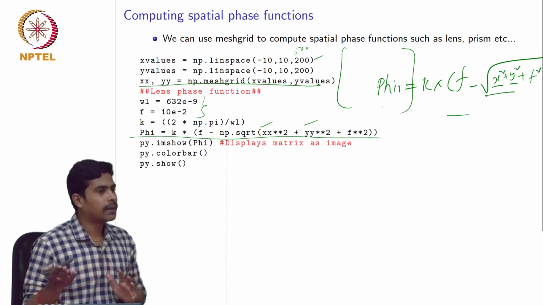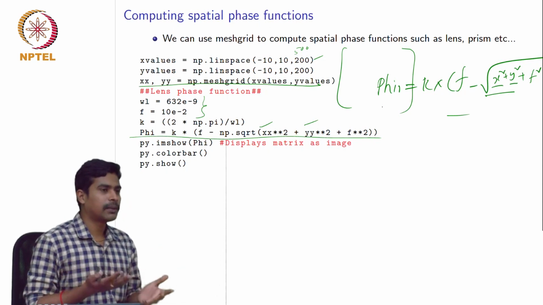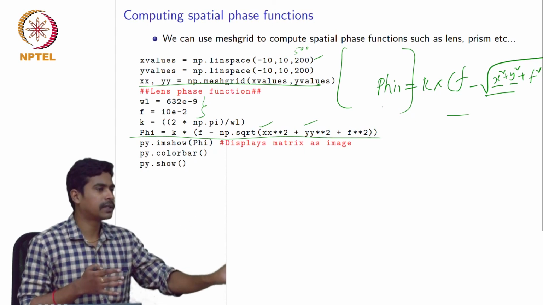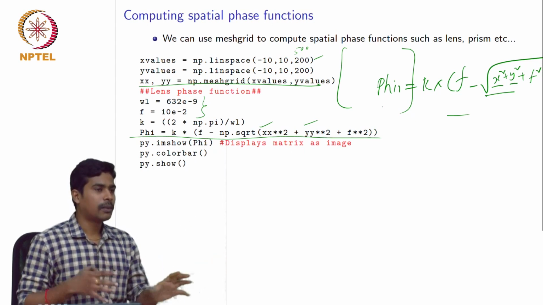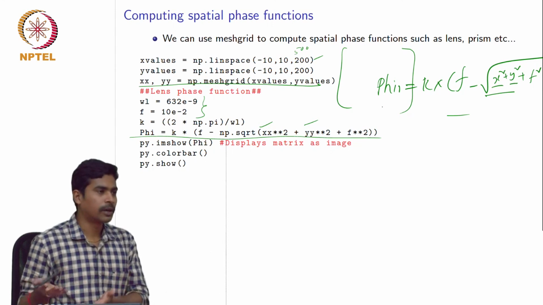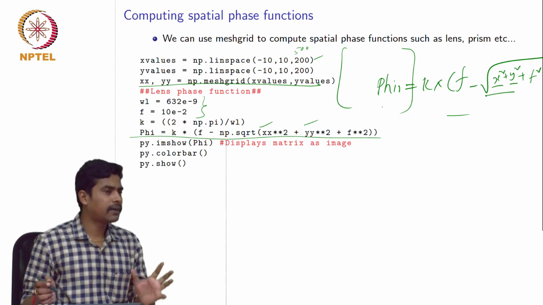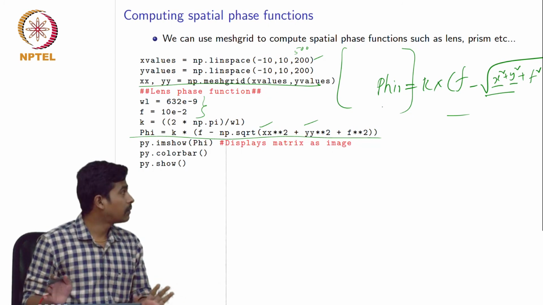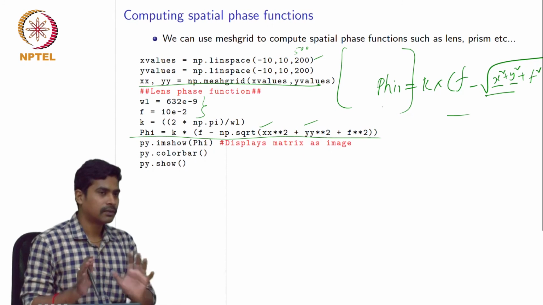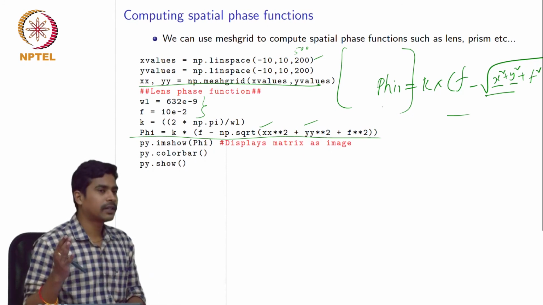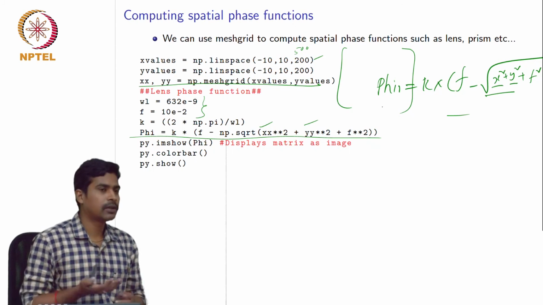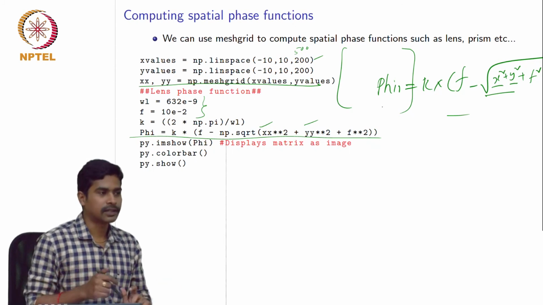But if you take too many points, obviously if you want to do some computation like FFT or DFT, it will take a lot of time. So there is a trade-off between how accurately you want to represent a particular optical element and how much time you want to spend in doing your computation. Ideally 500 by 500, 1000 by 1000 is not a big deal for Python. It will be very comfortable handling that number of elements. But if you go to 5000 by 5000 or 10,000 by 10,000, it will take a lot of time, and it depends on your computer's RAM and processor and all those things.